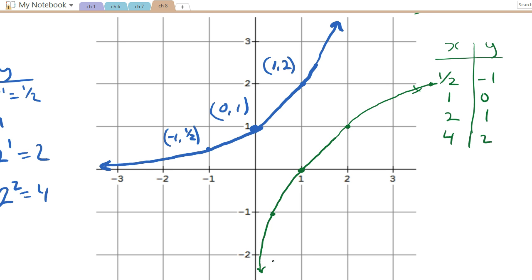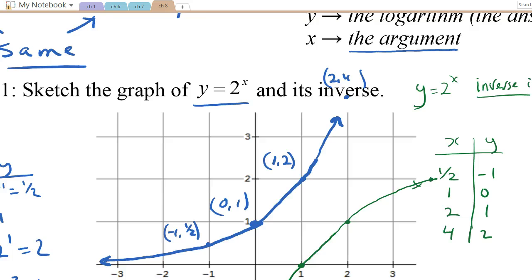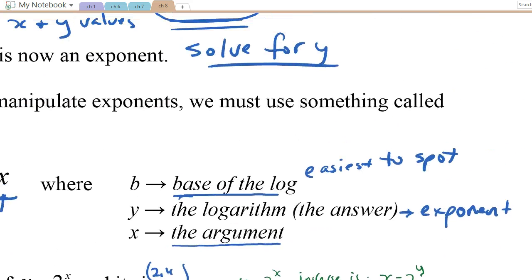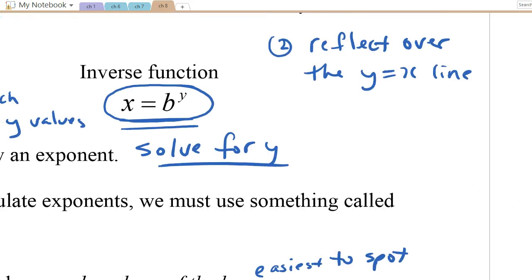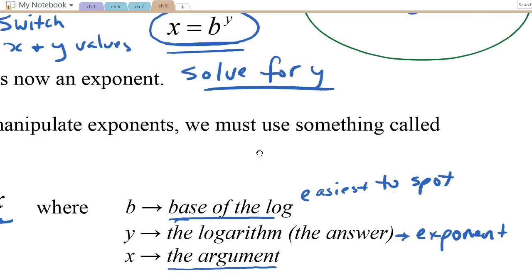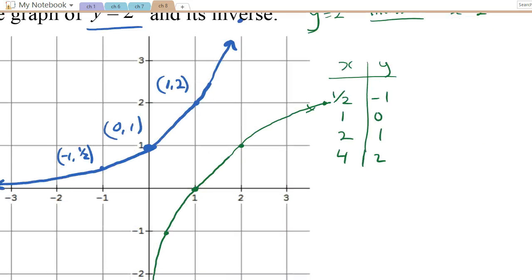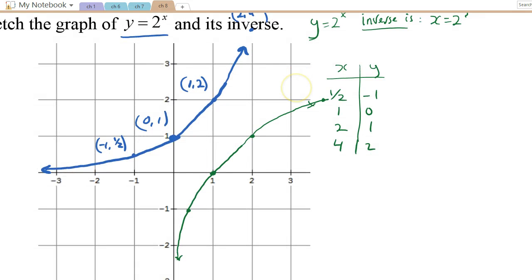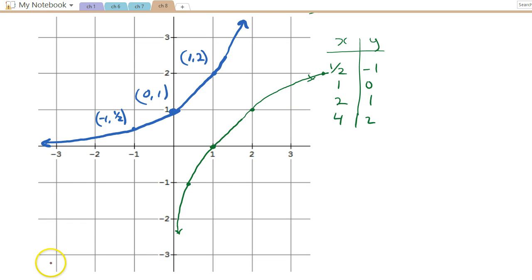Okay, and remember that the other way of defining an inverse is to reflect over the y is equal to x line. So maybe I'll do that one in red. So the y is equal to x line. Something like that. So here is our y is equal to x. So when x is 1, y is 1, and so on. So you can see how this reflection works.